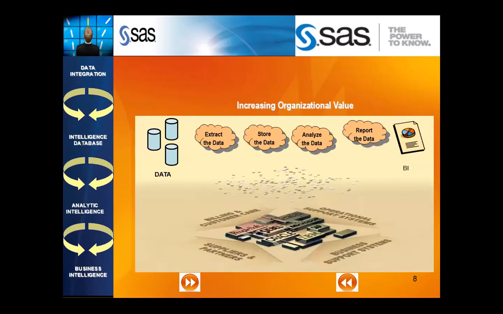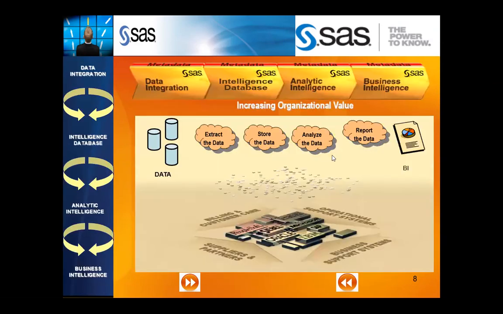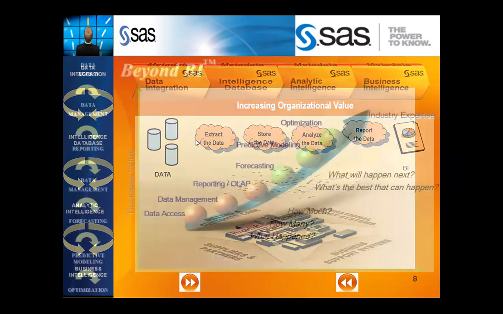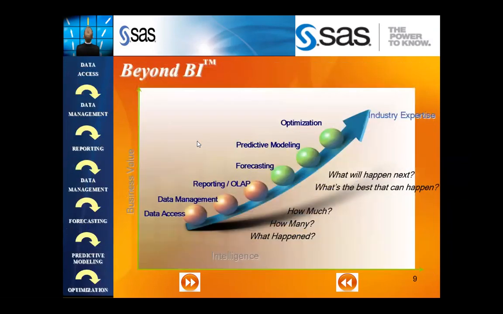Yes, so it's an integrated system. Hence, it's trying to tell you that you have data in various databases. One can extract data in SAS, one can store data in SAS, one can analyze and one can report data by using various databases. So that's what we have: data integration, we have intelligence database, we have analytic intelligence, and of course, business intelligence performed in SAS. So all the things required by the organization are under one platform.